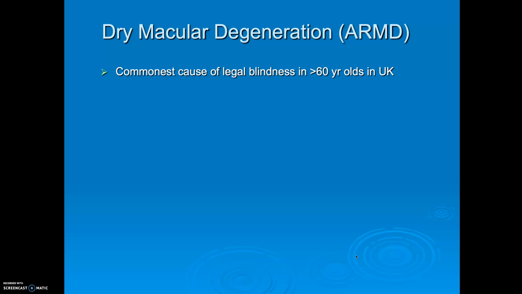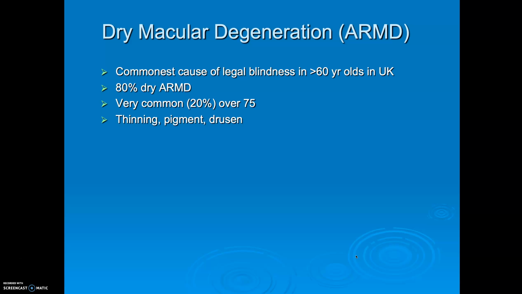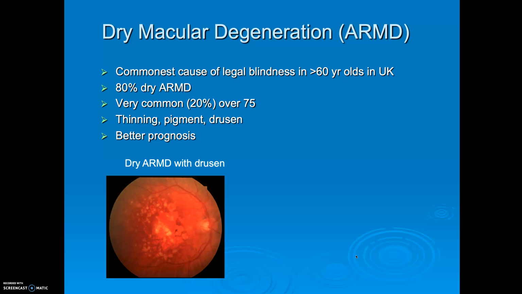Dry macular degeneration is the commonest cause of legal blindness in the over 60s and accounts for the vast majority of macular degeneration. It is characterized clinically by thinning of the retina and pigmentation with deposition of waste products of metabolism called drusen. It tends to run a better prognosis than wet macular degeneration, and that's because it progresses very slowly and gives the patient time to get used to their visual impairment.